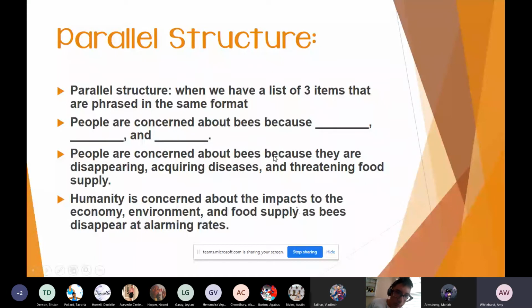Both of these examples use parallel structure. The one that I said earlier that was not typed out did not have parallel structure.